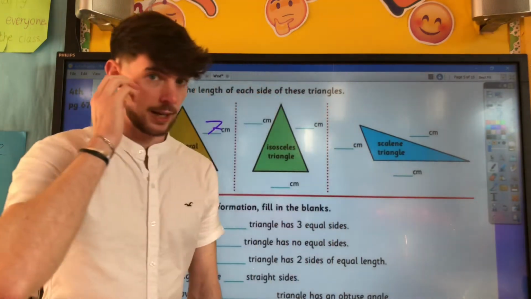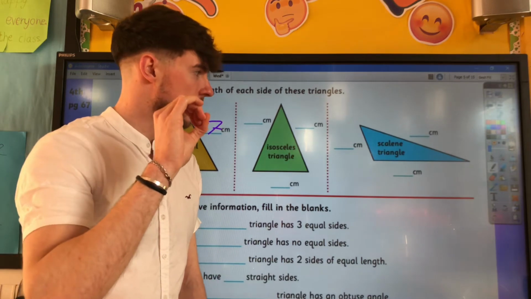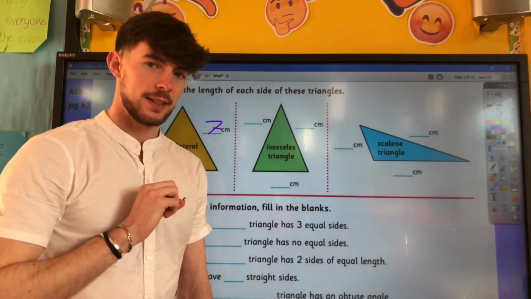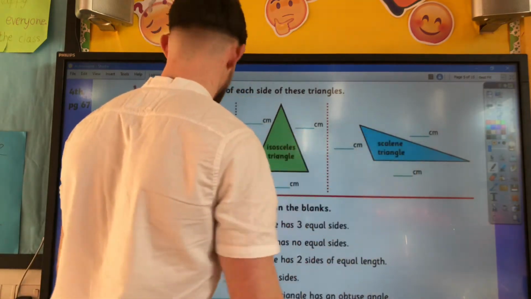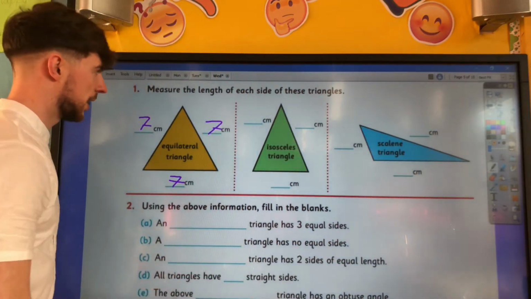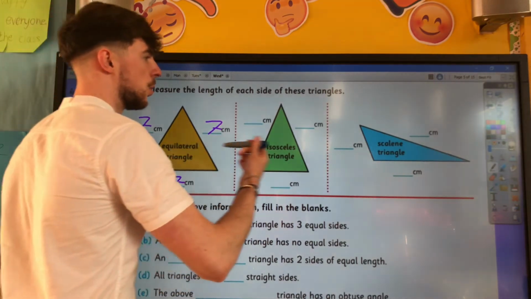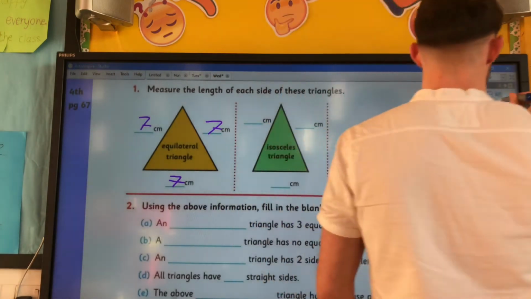This scalene triangle has 0 sides the same length. 0 sides. How many angles does it have the same degree? 0. So it has no angles that are the same, right? So I want you to answer these questions based on our knowledge of triangles. So we should know this from yesterday's work, right? It should be very fresh with us.